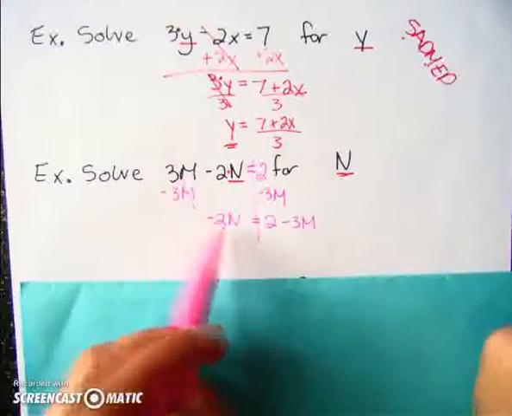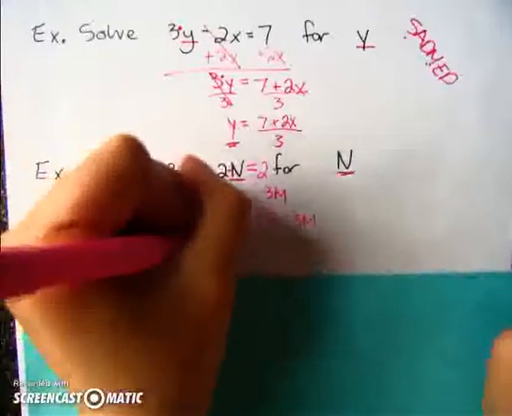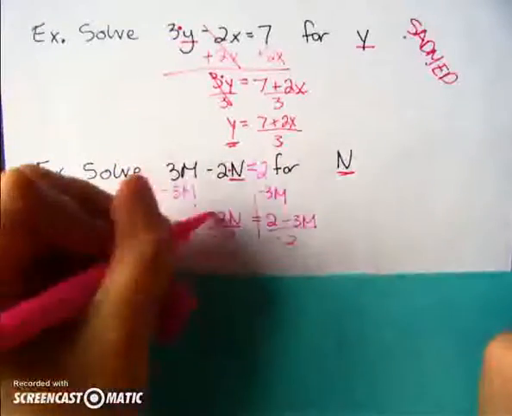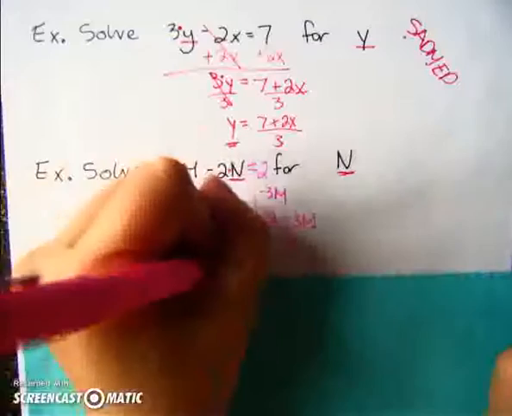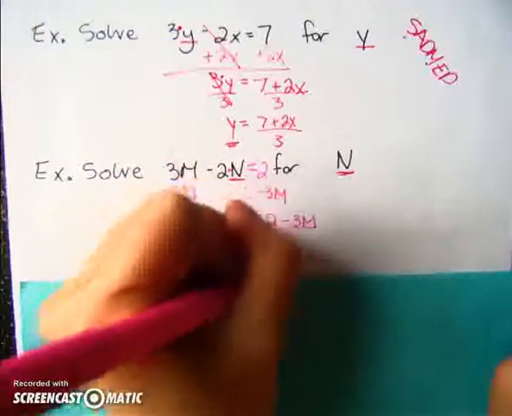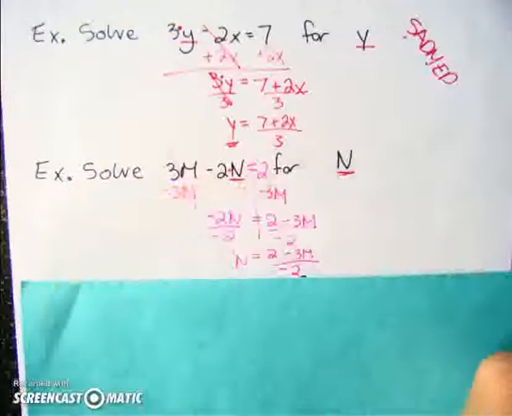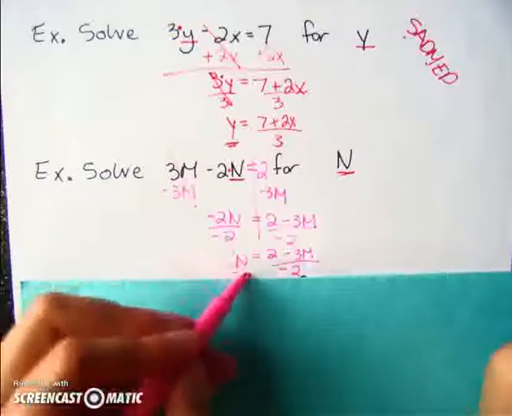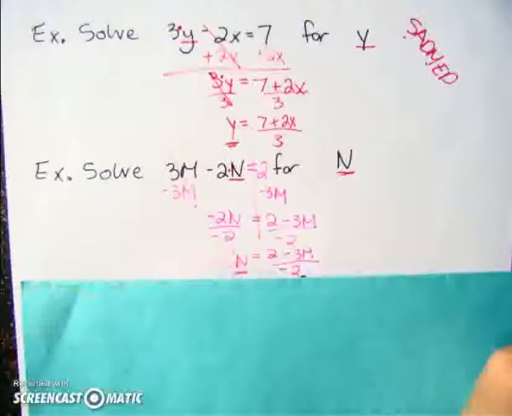Okay, once I have done that, I need to undo this negative 2. How do I undo multiplying by negative 2? I divide by negative 2. Okay, these will cancel, leaving me just with n. And then I can leave this as 2 minus 3m over negative 2. Okay? Am I done? Yes, because n is by itself.